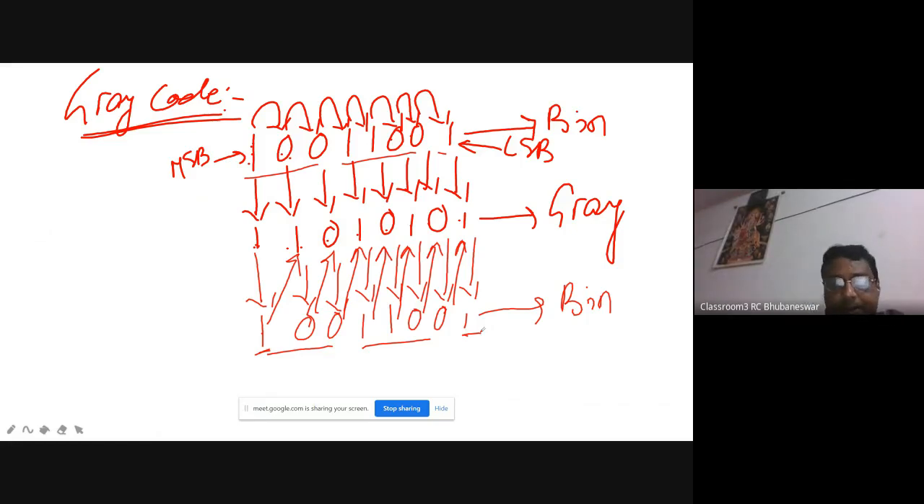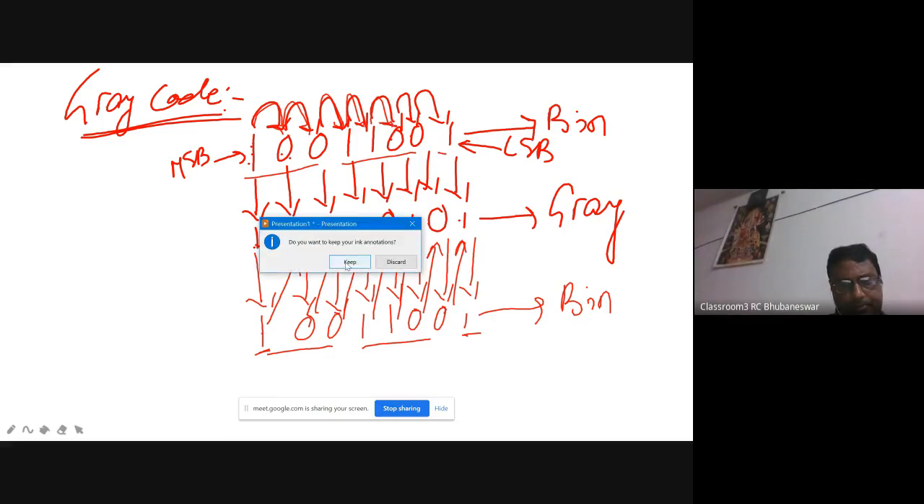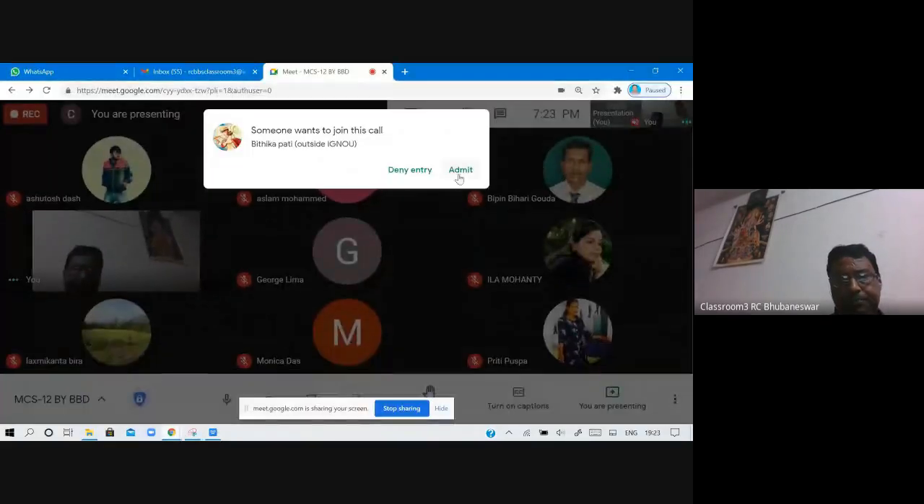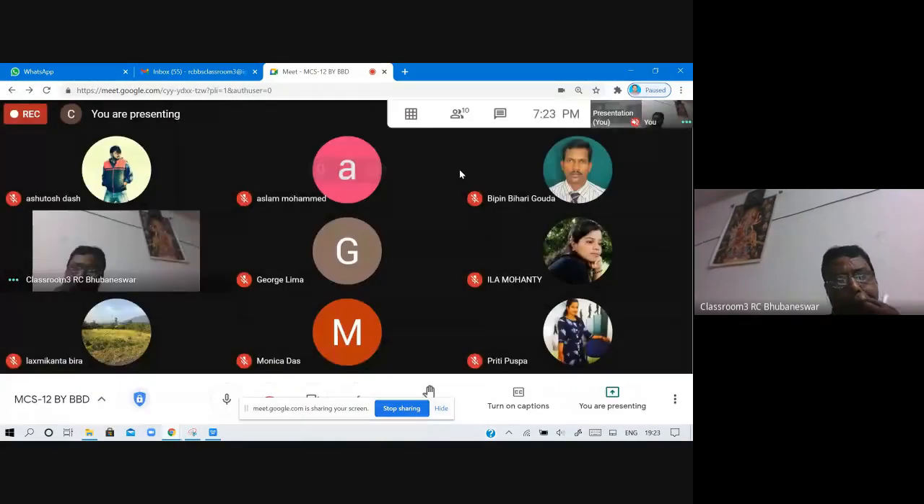In gray to binary, MSB is constant, then the result will be added with the subsequent bit and stored. In addition, if any carry will come, then it should be omitted. Clear? Only for your understanding purpose, I am putting this arrow mark, so that in future, when you refer to it, you can remember what has been done. Okay?